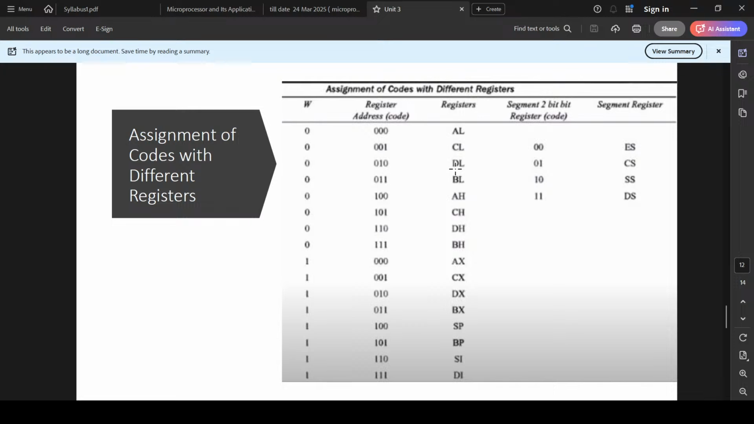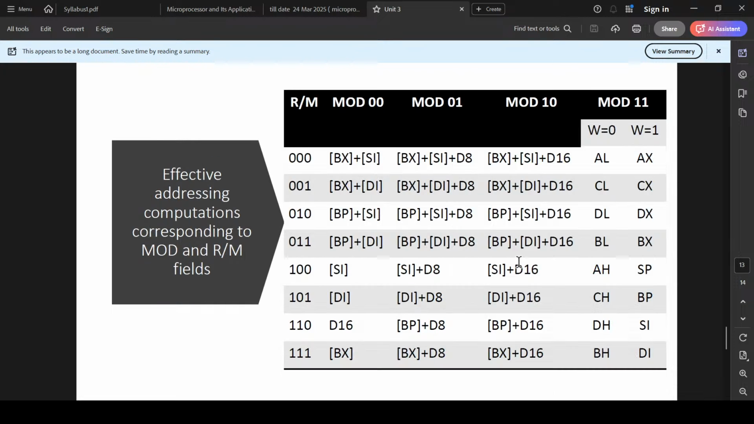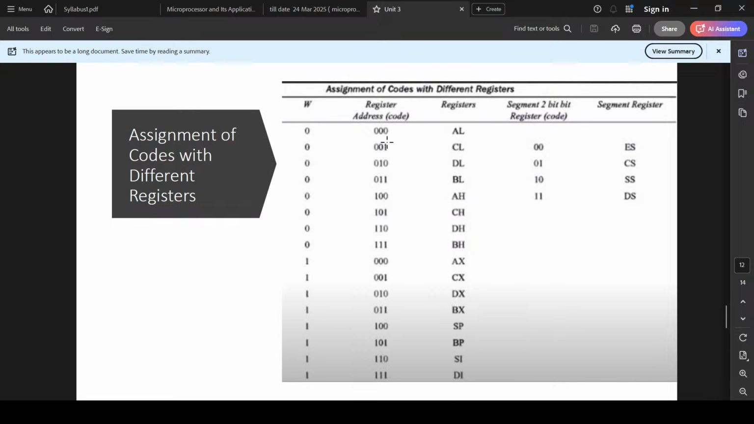Assignment of codes with different registers. Okay, this is there. Register code 0, 1, 2, 3, 4, 5, 6, 7. Then again 0, 1, 2, 3, 4, 5, 6, 7. And this will become A, C, D, B. It changed. Okay. AX, CX, DX, BX.